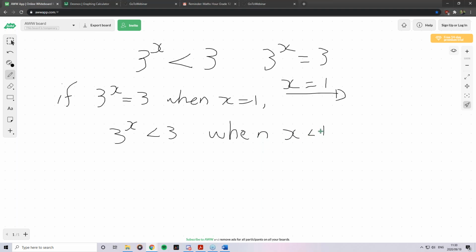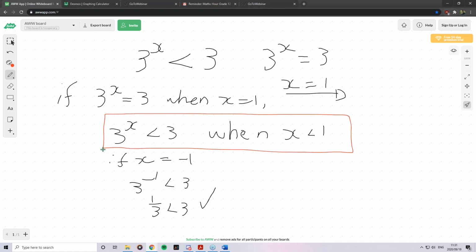And we can check this. If x is minus 1, it becomes 3 to the minus 1 is less than 3. And this is true because this is 1 over 3. This is correct. So we have this equation here: 3 to the power of x is less than 3 when x is less than 1. This is the line that they're looking for. This is giving you your marks. So they're probably going to give you a mark here for solving for this, and then they're going to give you a mark for this statement here.